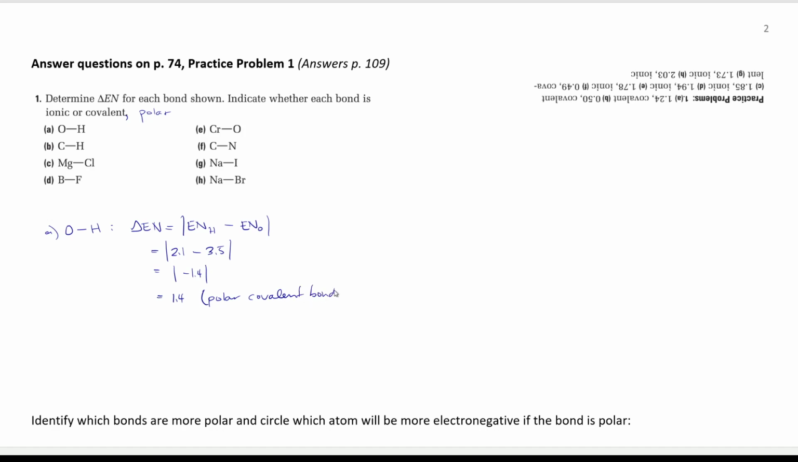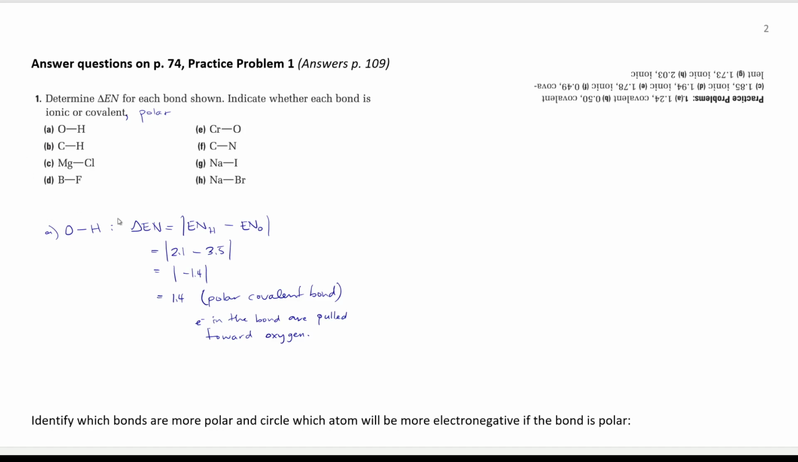bond. And if we look at the electronegativity values, we see that oxygen has a stronger electronegativity than hydrogen, which means that electrons in the bond are pulled toward oxygen.